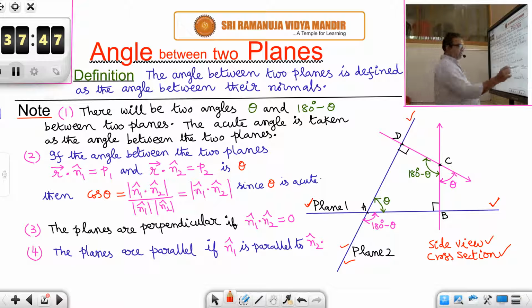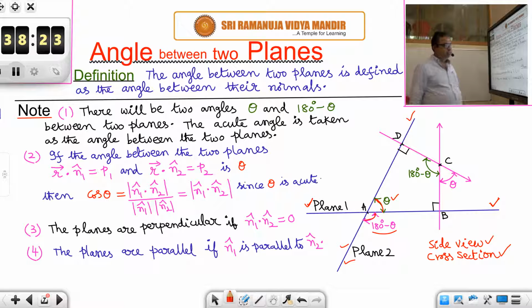Then this is actually the angle theta between plane 1 and plane 2, from the side view. That is the angle between the two planes. Of course, if that angle is theta, this angle in pink color will be 180 minus theta. Like between straight lines in two-dimensional coordinate geometry, two angles will be there, acute and obtuse. Similarly, between any two planes also, two angles will be there, theta and 180 minus theta.